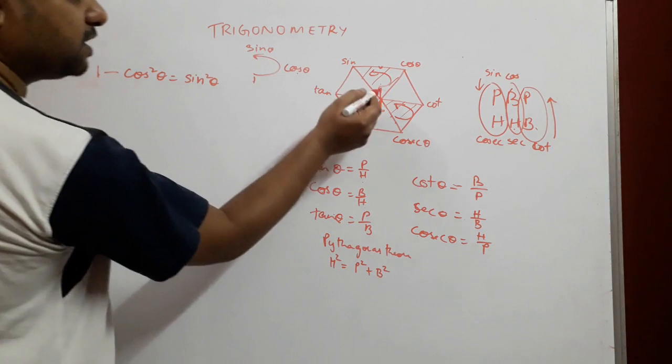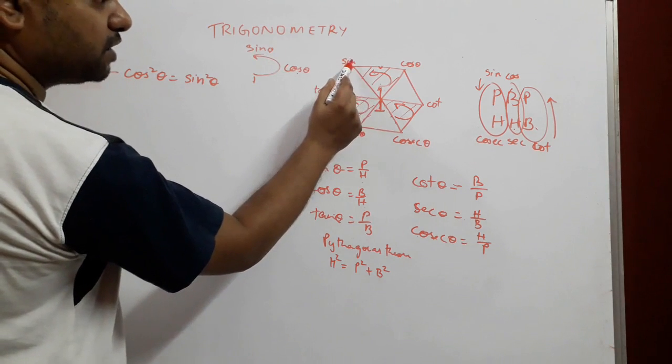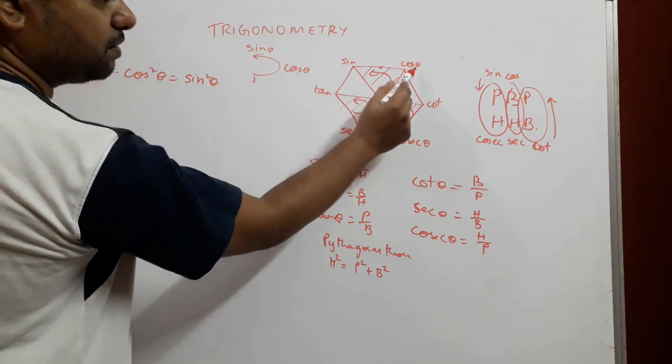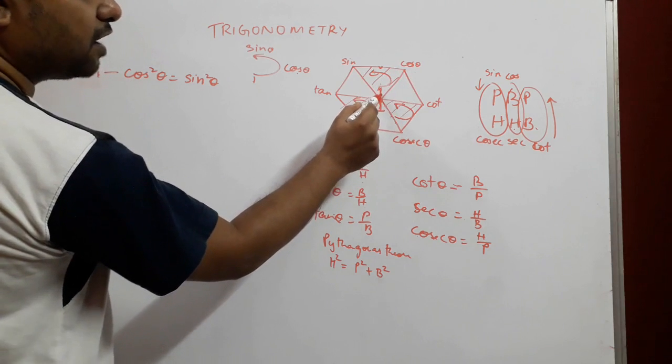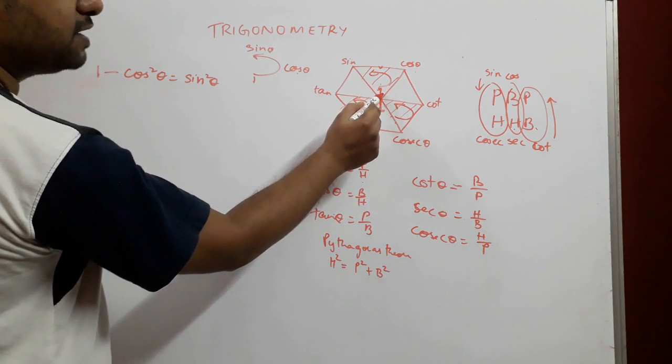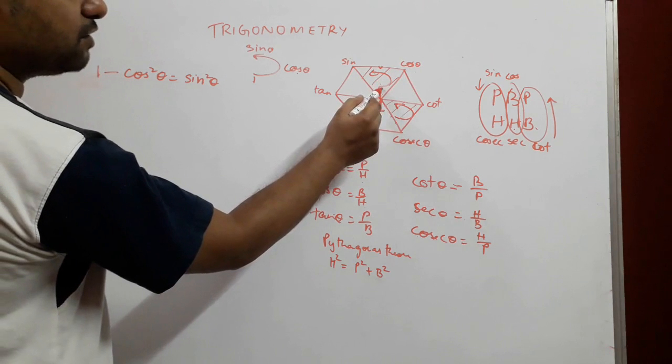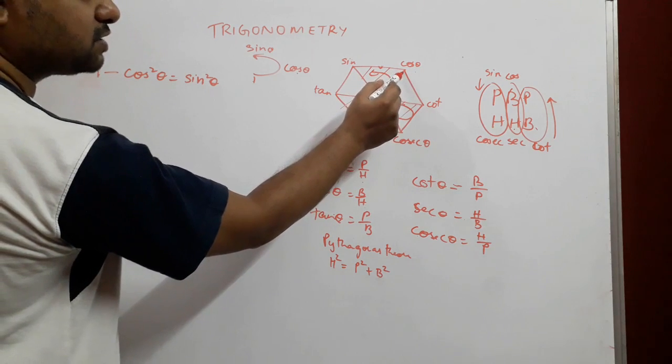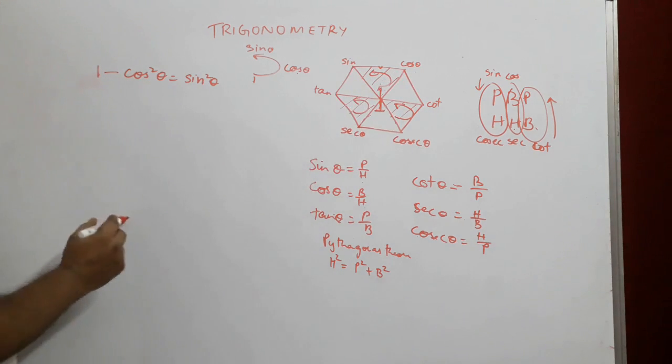So this time it begins with 1. Remember last time it was clockwise, starting with sin. Sin square theta plus cos square theta gave us 1. Now we begin with 1, and since we go anti-clockwise, it is negative. 1 minus cos square theta gives us sin square theta.